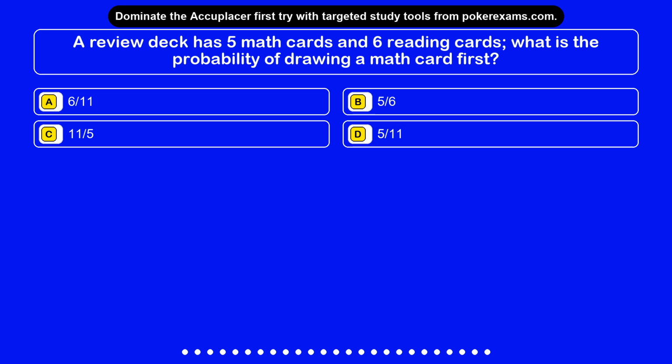Question 10. A review deck has 5 math cards and 6 reading cards. What is the probability of drawing a math card first? Option A, 6/11. Option B, 5/6. Option C, 11/5. Option D, 5/11.